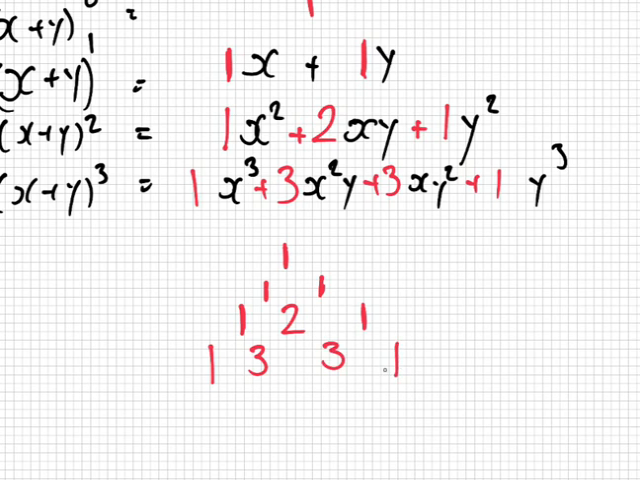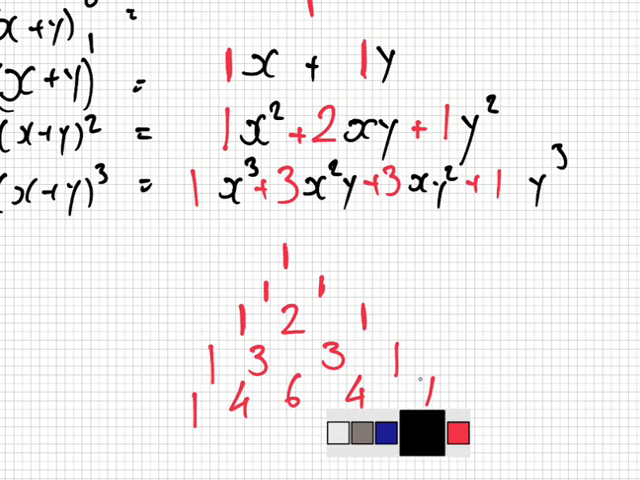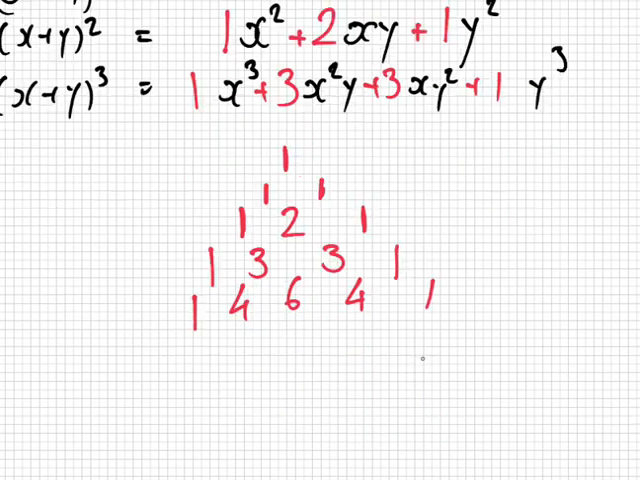Now, if you were to do the next row, power 4, you would get the numbers 1, 4, 6, 4, and 1. In fact, there is a pattern each time you increase the power. What you'll notice is that to find the number underneath, I just have to add the 2 above it.